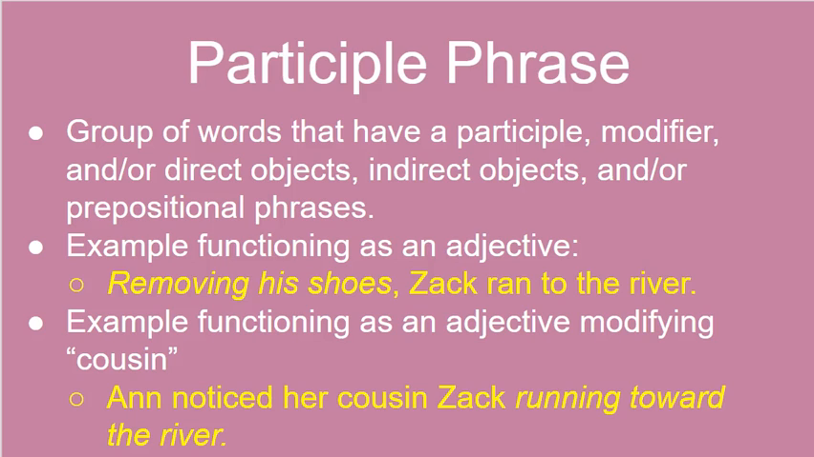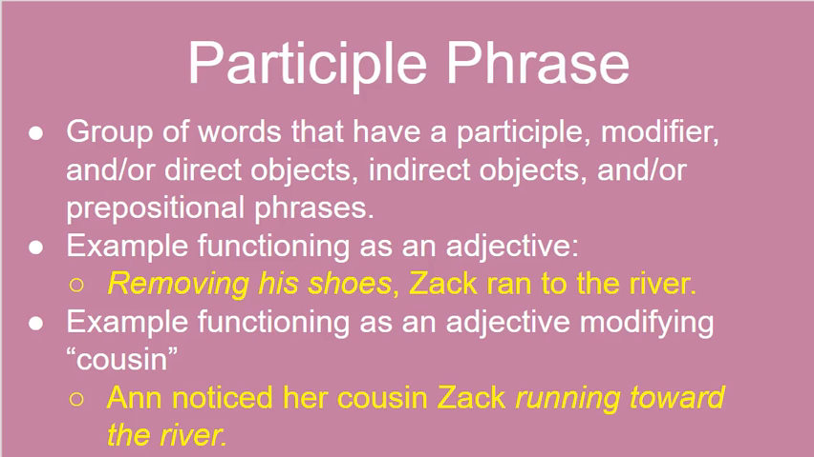So what's a participle phrase? This is a group of words that have a participle, modifier, and or direct objects, indirect objects, and or prepositional phrases. Let's look at the examples here. Here's an example of a participle phrase functioning as an adjective. Removing his shoes, Zach ran to the river. So the adjective is the participle phrase, removing his shoes.